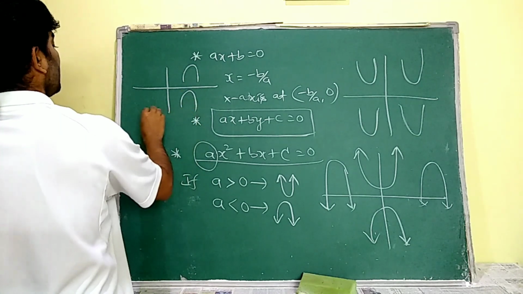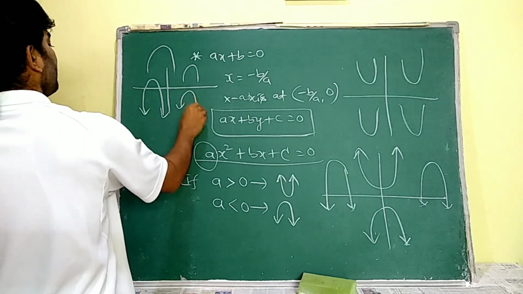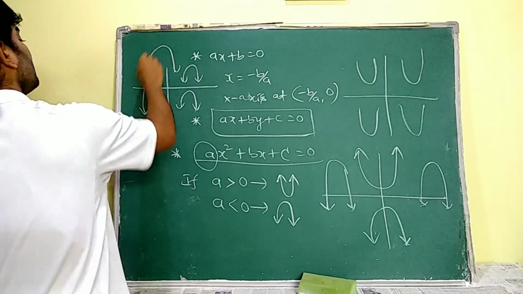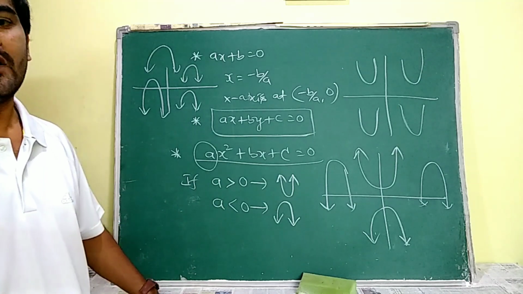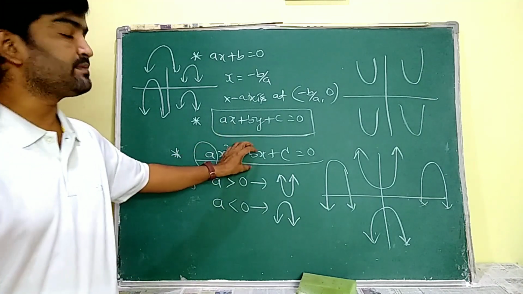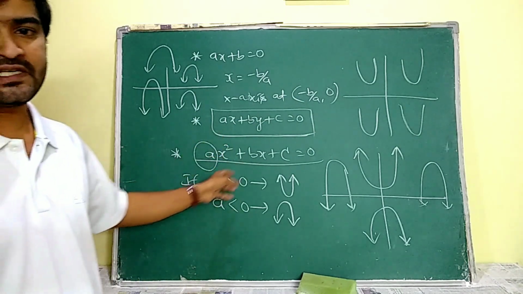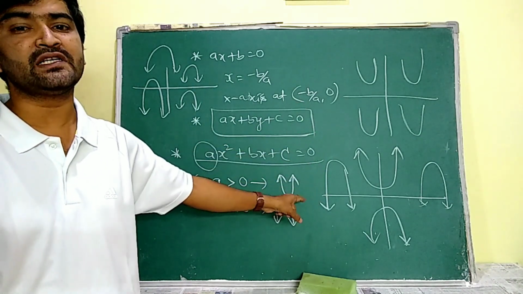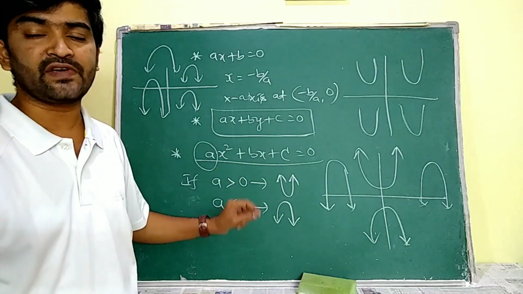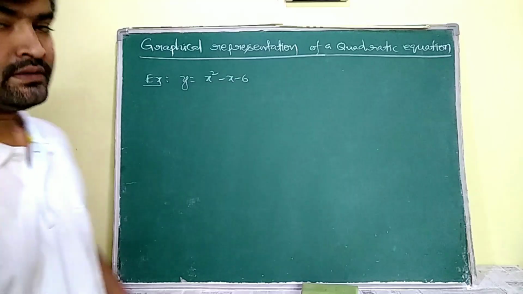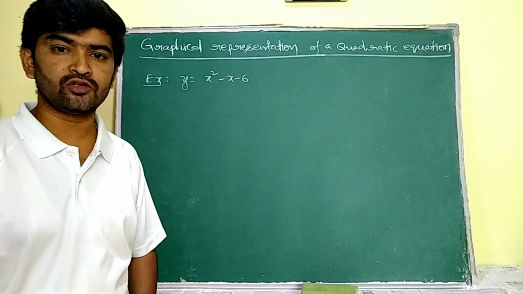You may have the graph in this manner. Clear? You have to remember this. It's a very important bit. If ax square plus bx plus c is equal to 0 is a quadratic polynomial, then it represents a parabola, and the parabola is upwards if a is greater than 0, and downwards if a is less than 0.